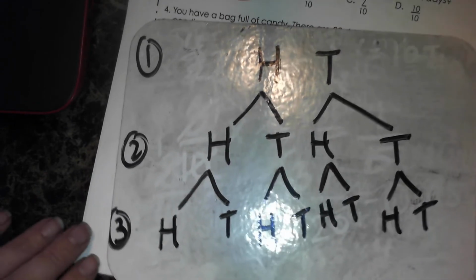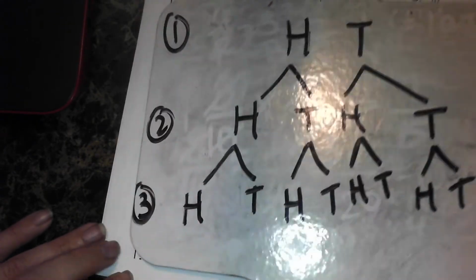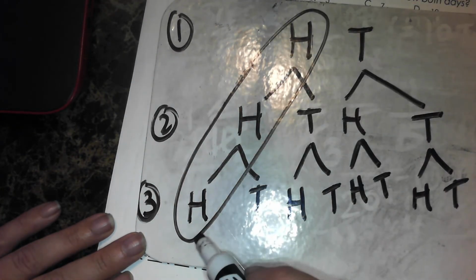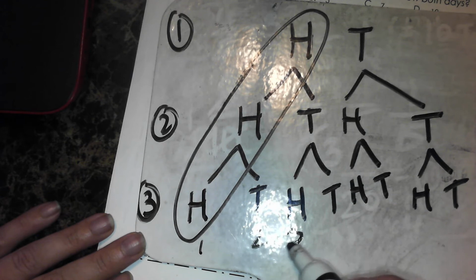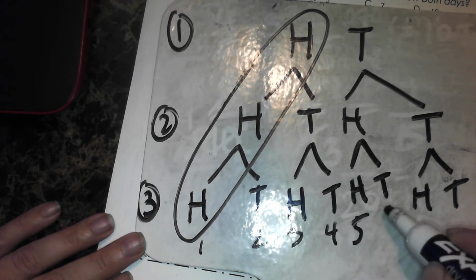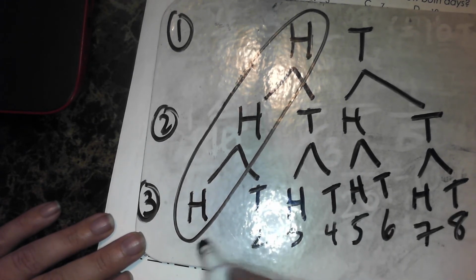So if we notice from this tree, the only time that the coin lands on heads each time is right here. Out of a possible, this is 1, 2, 3, 4, 5, 6, 7, 8 outcomes. It happens only once. So that would be why it's 1 out of 8.